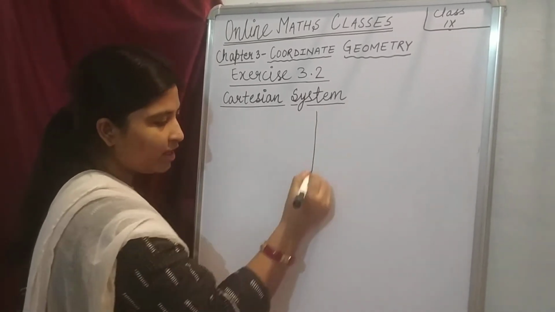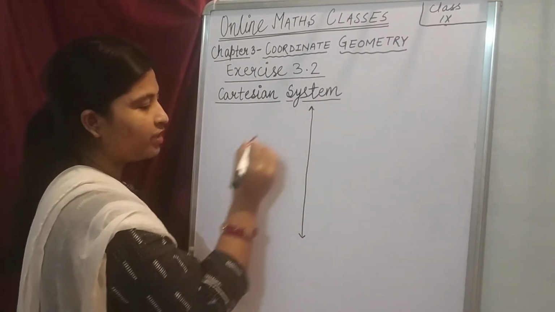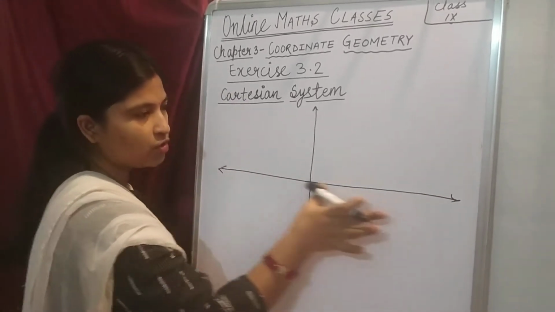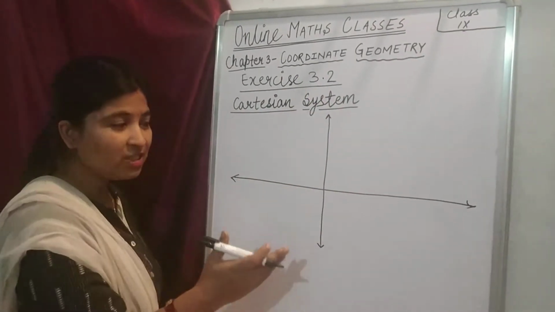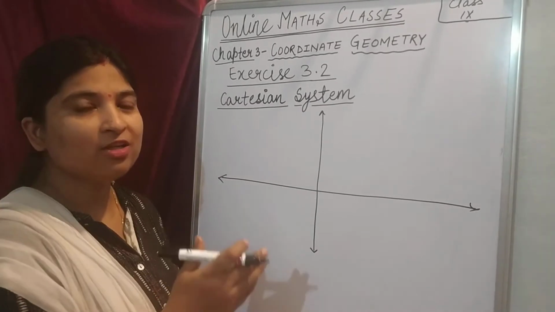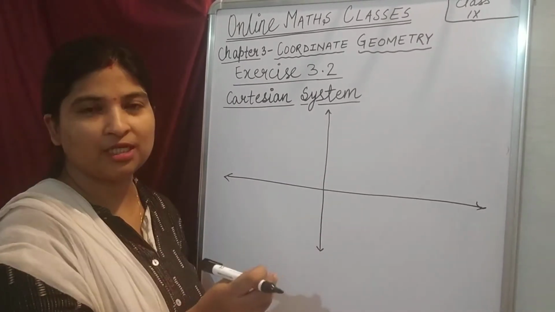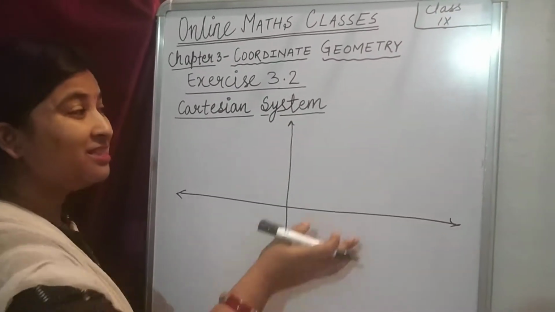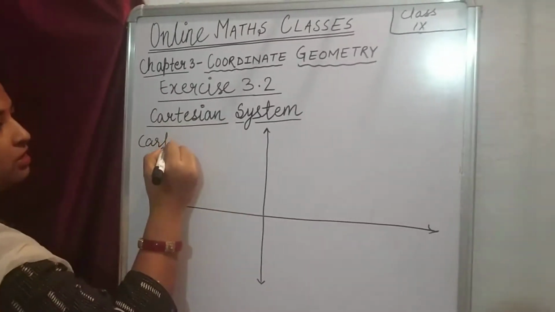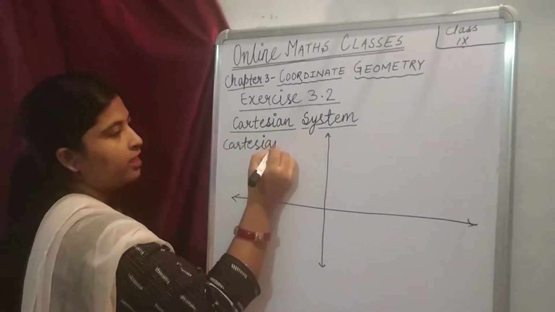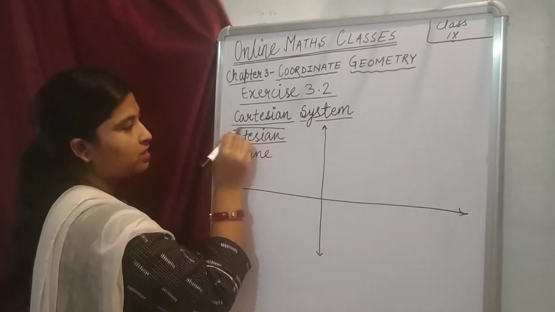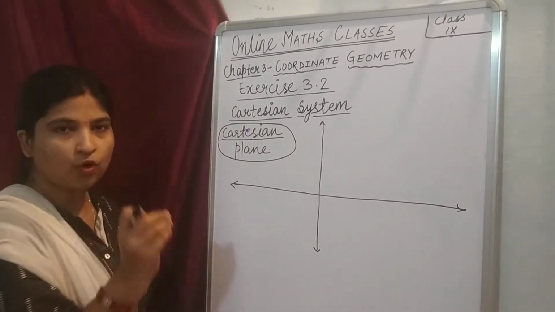Okay, I think we have talked about the coordinate geometry, or we have talked already about the plane. You know that this is your line, and when I'm having two perpendicular lines, then this is known as a plane. Okay, when we are using a plane to represent any point, any object, then this plane becomes Cartesian plane.